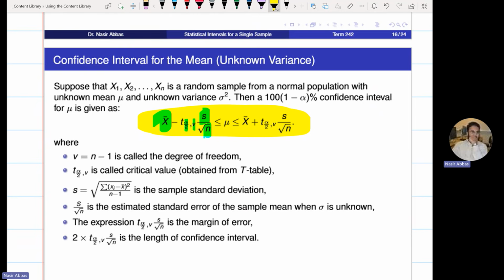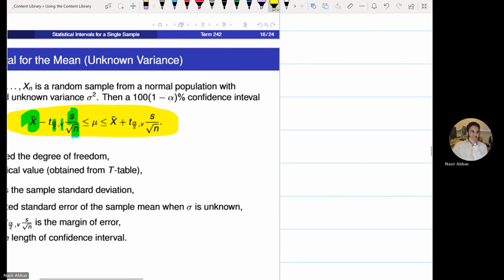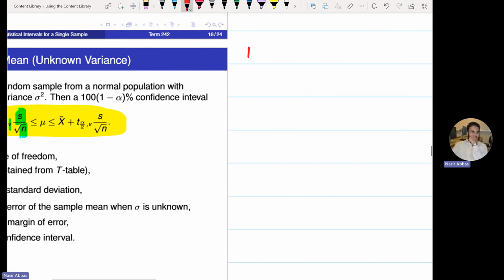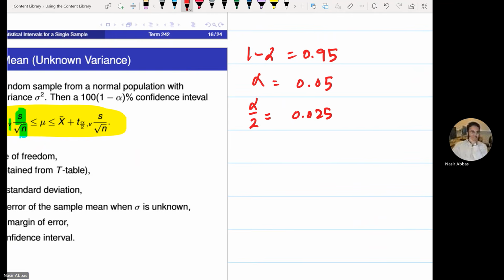For the z table, we had a 4-step procedure. What was the 4-step procedure? In the question, you are given 1 minus alpha. Let us say 1 minus alpha is given to be 0.95. The second step, you find alpha. So alpha is 0.05. What was the third step? You find alpha by 2, which is 0.025. What was the fourth step? You find 1 minus alpha by 2.